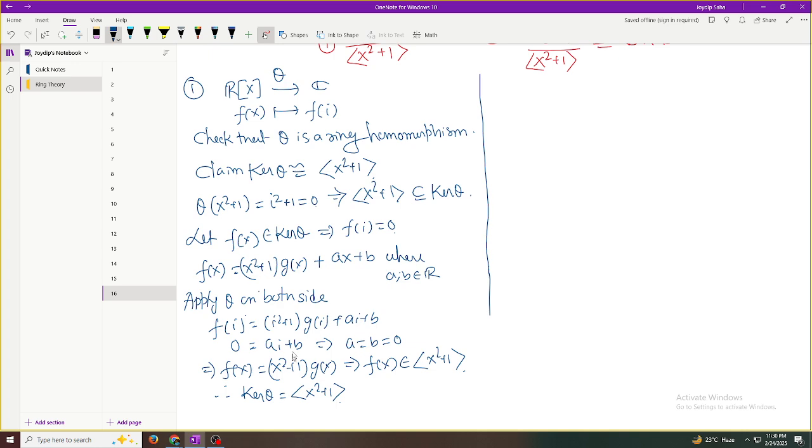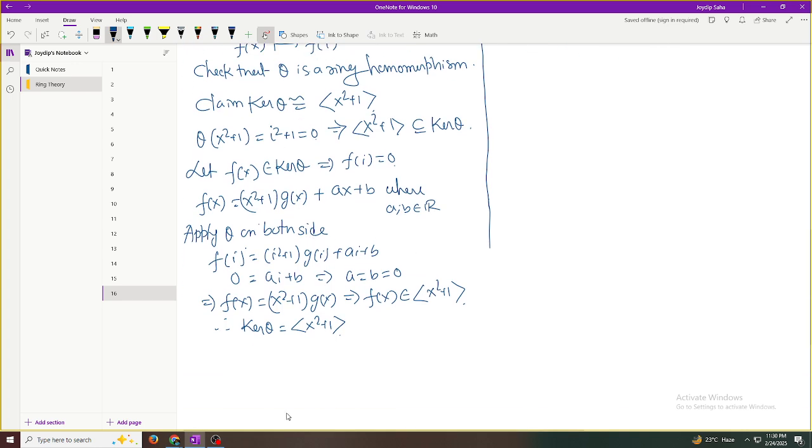Now what is, if you take, let c plus id belongs to C, then f(x) equals x minus i plus c plus id, what is this?